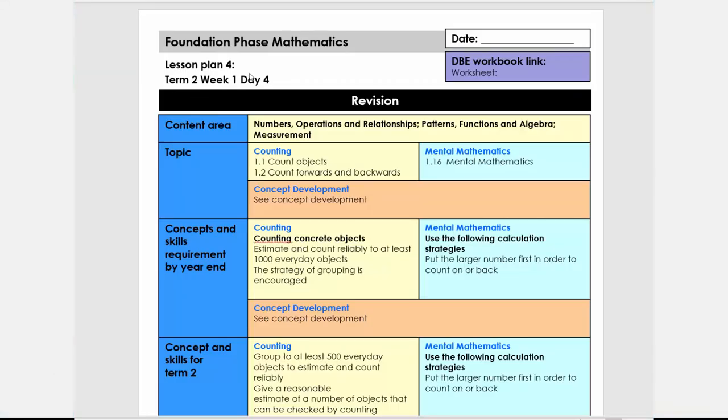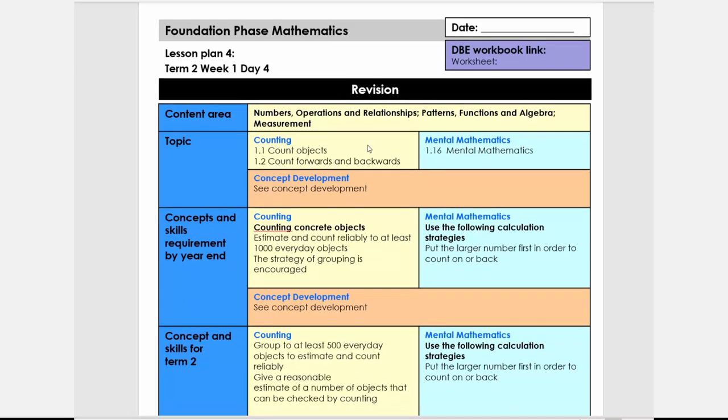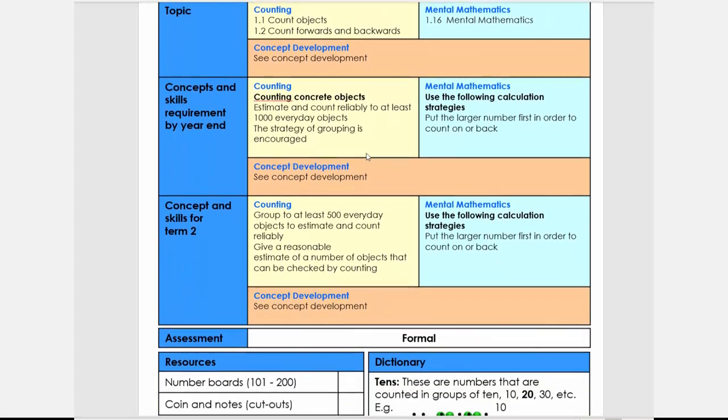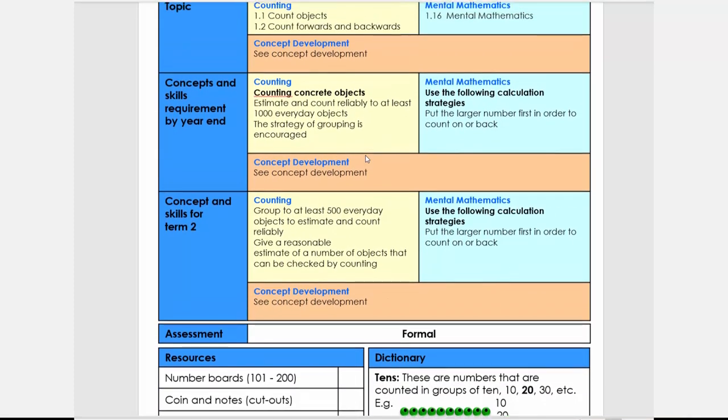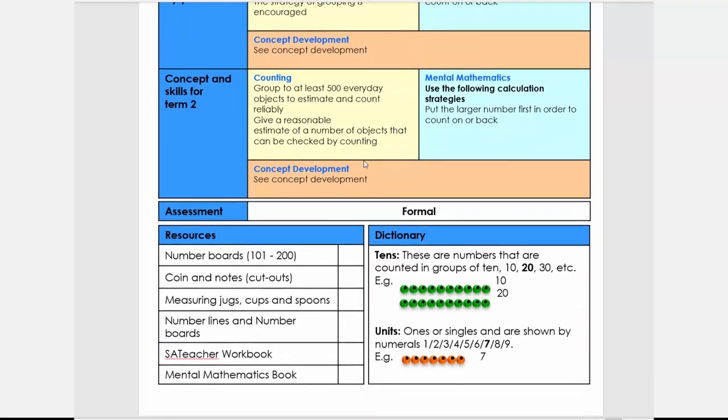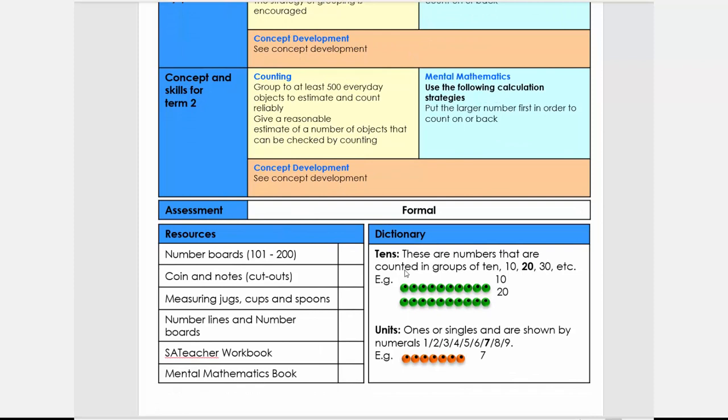Good day. Today we're going to do lesson plan 4, term 2, grade 3. Remember again, this is a revision lesson, so it's concepts we have done in term 1. Here you can pause and look at the CAPS link. And then I'm going to go down to the resources in the dictionary.